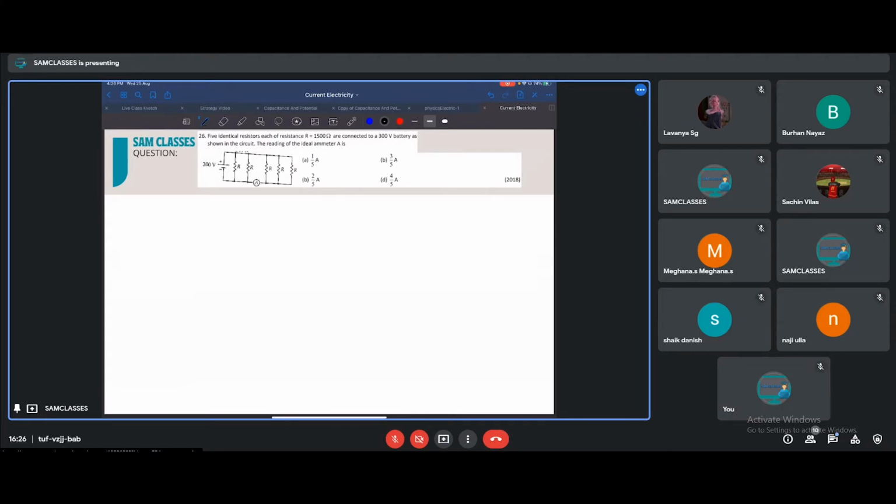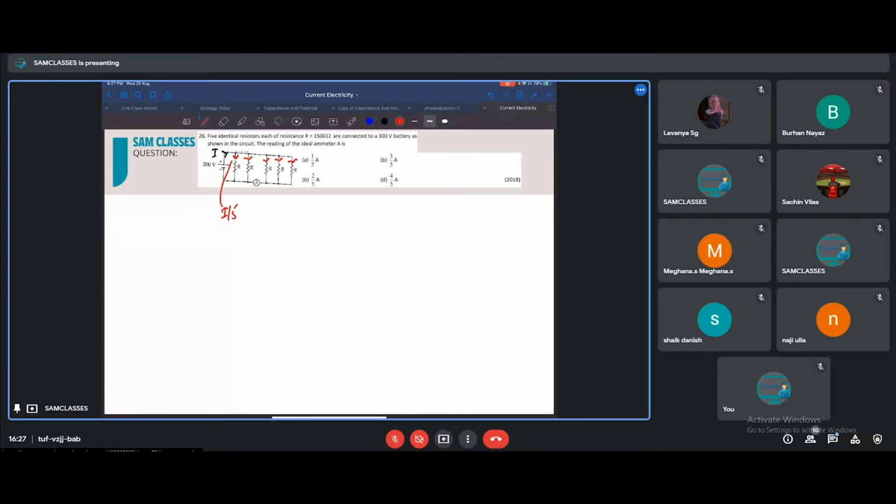In this case, will it be parallel? Will it be in series? R by 5. If you understand this, the current sees five ways to go, and all are equally possible. So I by 5 current will go here. Again I by 5, I by 5, I by 5, I by 5. Correct. Since the resistors are the same, it has to go like that.